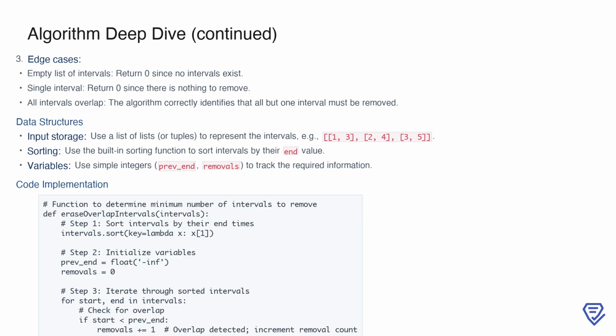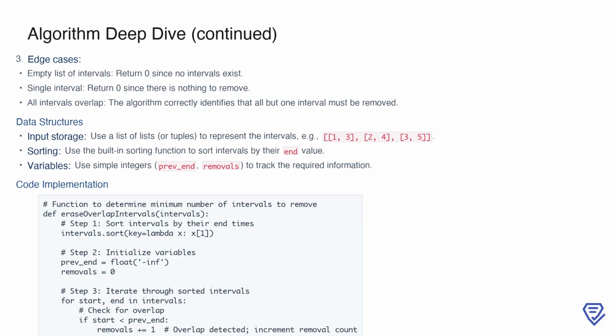In terms of data structures, we represent the input intervals as a list of lists or tuples, such as [1,3], [2,4], [3,5]. The intervals are sorted by their end times using Python's built-in sorting function and a lambda function as the key. Additionally, we use two simple integer variables, prev_end and removals, to track the end time of the last selected interval and the number of removed intervals, respectively.